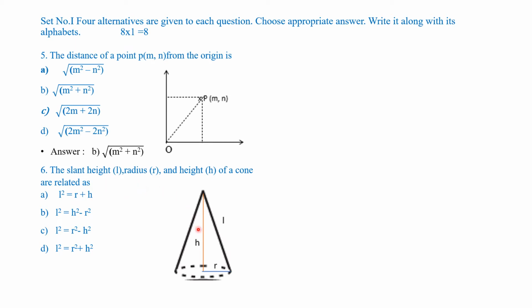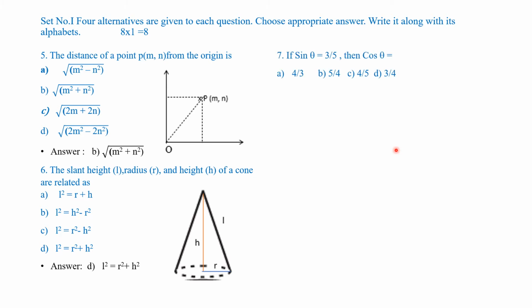What is the relationship? This is 90 degrees, so L is the hypotenuse. L square is equal to h square plus r square. This is the equation. Option D is the correct answer. That is, L square is equal to h square plus r square is the answer.